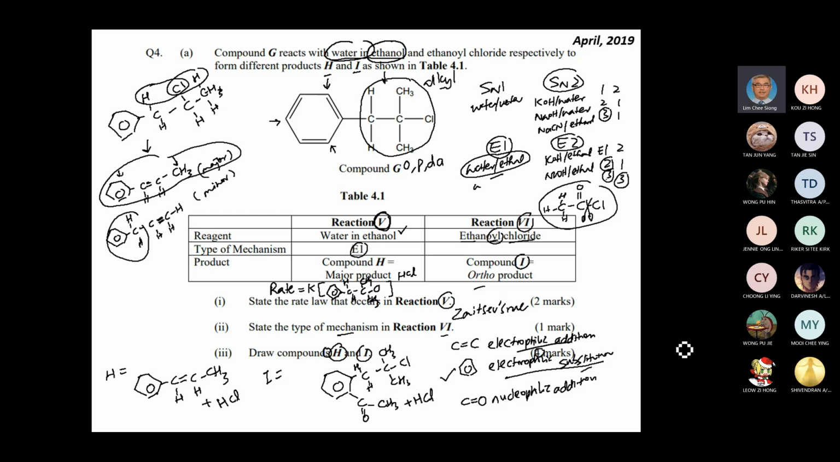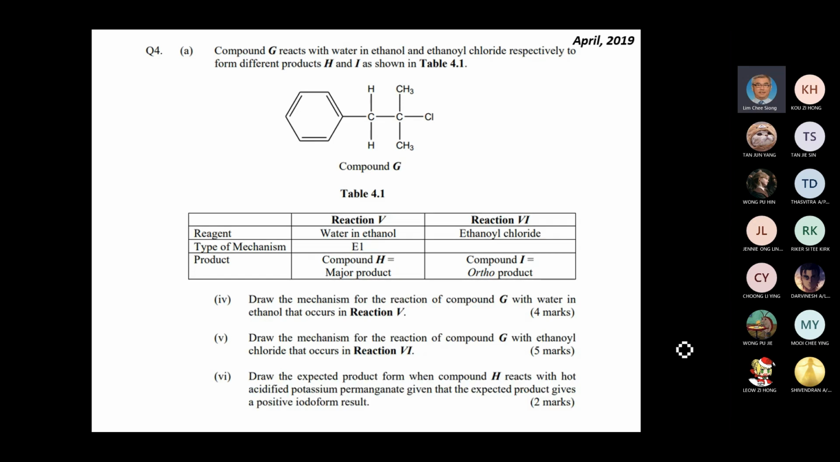Class, now is the time for you to answer. Are you ready? Okay, now answer for me. Draw the mechanism for the reaction of compound G in water and ethanol occurring in reaction 5. Choose either one. I want to see whether you know or not. First one, we are under E1. E1, 1, 2, 3. You must involve 2 steps. 2 steps means they are able to form a carbocation. Okay, this is under E1.